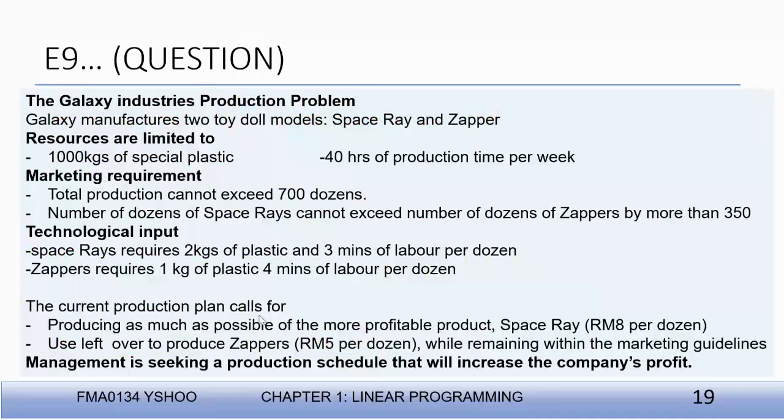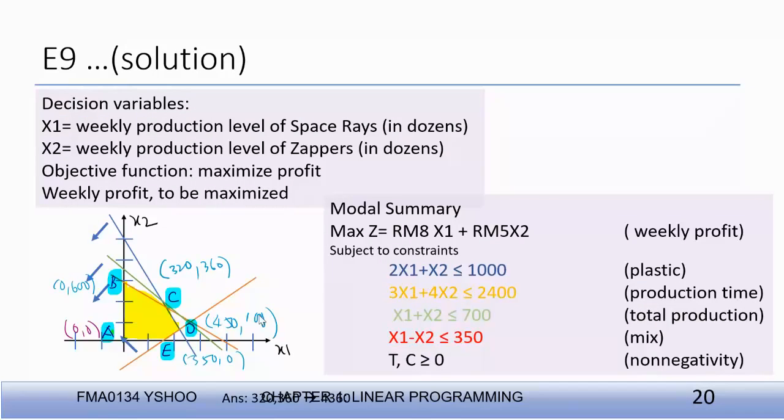Now let's look at the second example. This is also the same thing. Same thing here, you need to define variables. Let's say I use x1 for the space rate and x2 for the zapper. The objective function is also the same, maximize the profit. The values here are from the previous one. The respective colors represent the lines.